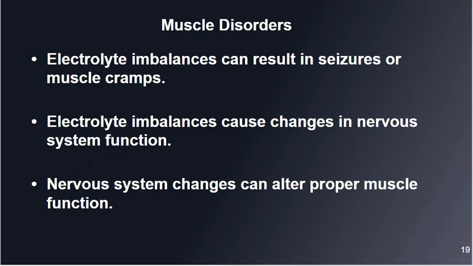Okay, one function of electrolytes is to help our nervous systems work correctly. So if the electrolytes are out of balance, it'll cause the nervous systems to not work correctly, which can then lead to muscle disorders such as muscle cramps.